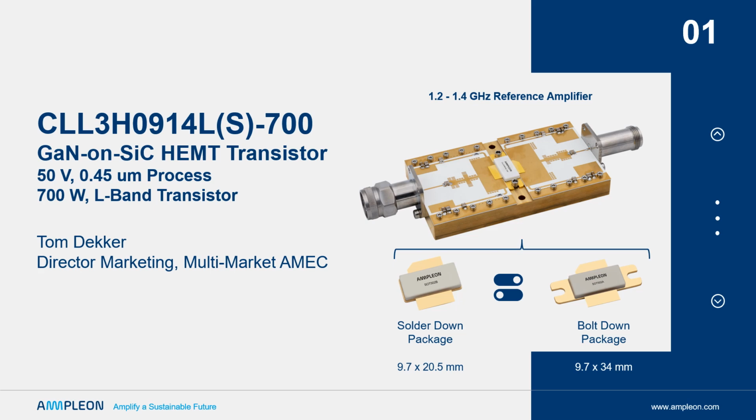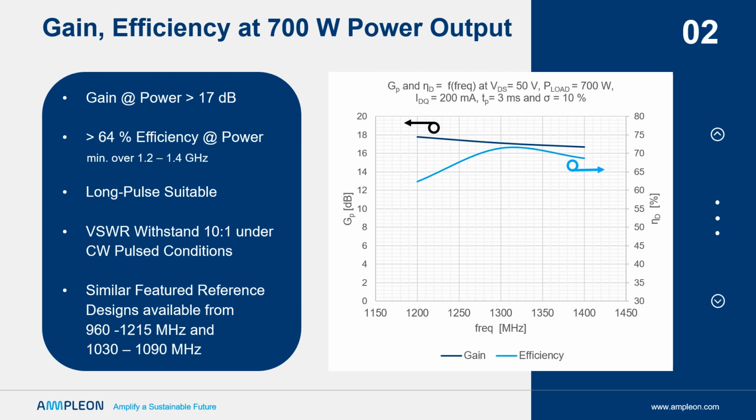Let's take a closer look at performance plots at an L-band design under Class AB bias. This plot shows power gain on the left vertical axis, efficiency on the right vertical axis, and frequency on the horizontal. At 700 watts fixed pulse output power, the gain shows greater than 17 dB and efficiency greater than 64% over the entire band. These features were taken under pulse widths of 3 milliseconds at 10% duty. Further, this transistor can withstand VSWR mismatch up to 10 to 1 while operating under pulsed power.